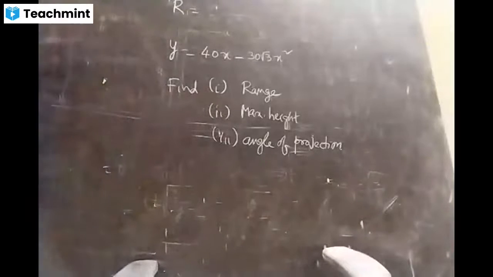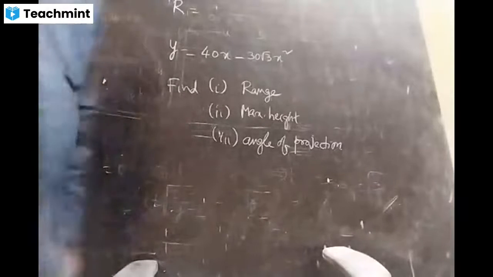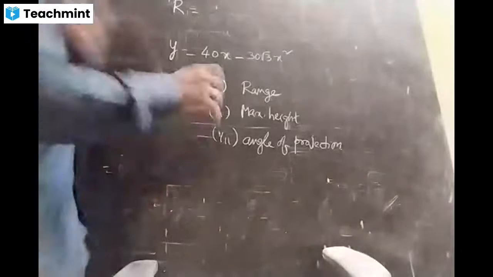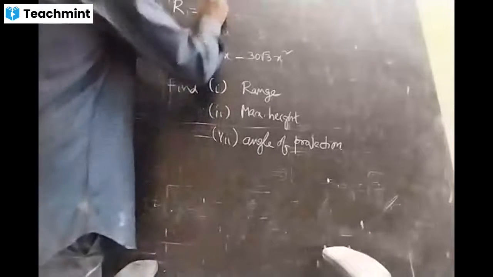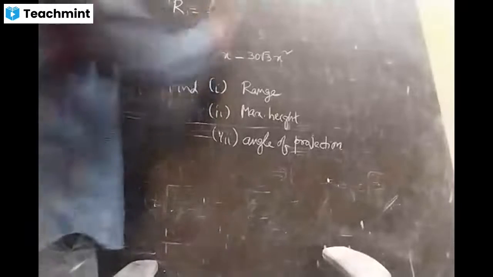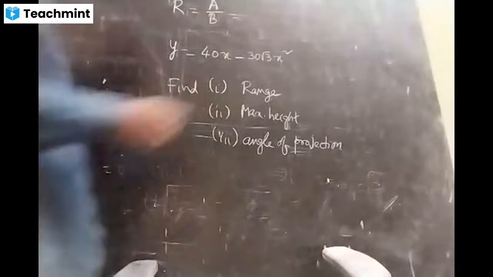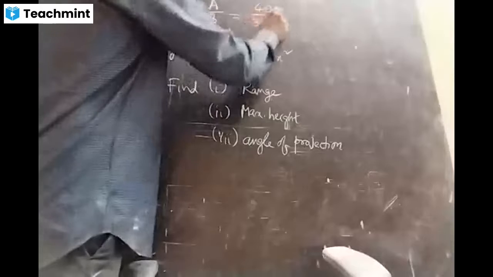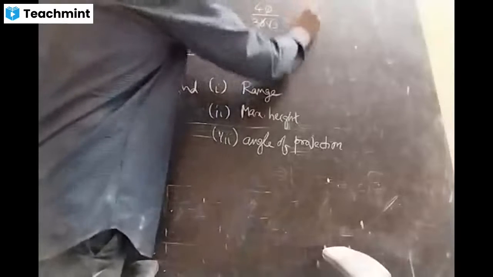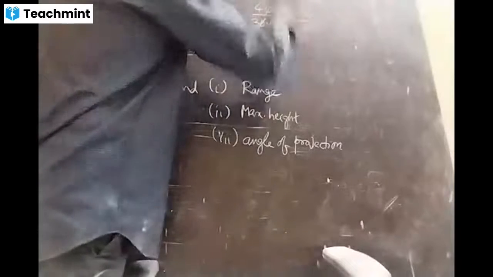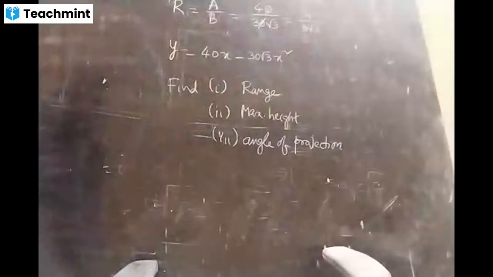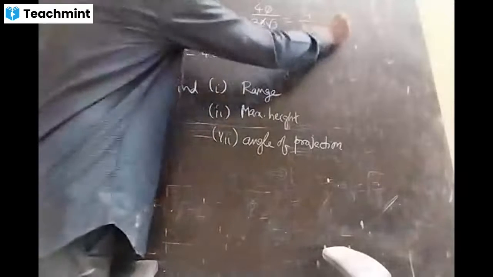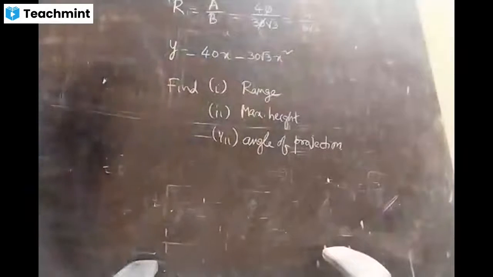R is equal to A by B, right? Yes sir. Range is 4 by 3 root 3 meters. Maximum height, 15 meters. 40 by 30 root 3, so 4 by 3 root 3 meters.